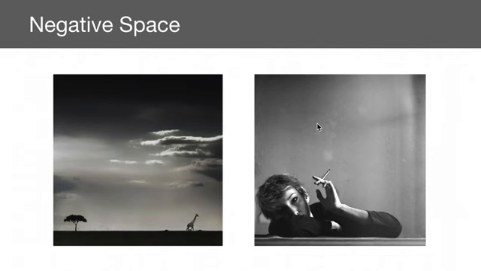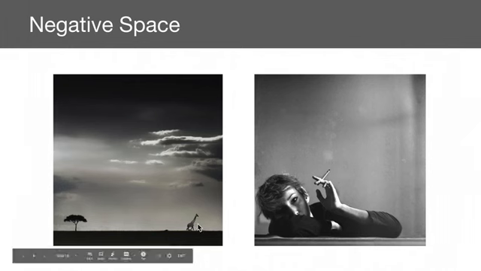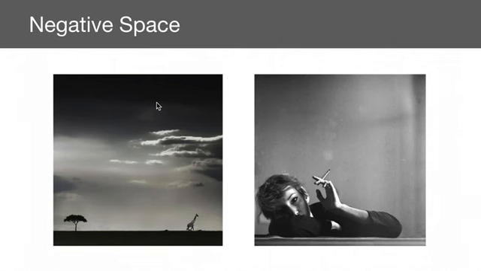Negative space doesn't have to be left or right. It can also be top too. Again, this is practicing the rule of thirds. You can see the subject here is pushed down to the lower third of the image, just like the giraffe here is pushed, and the landscape and the tree is pushed down to the lower third. But it gives you this large amount of negative space to get a sense of the vastness of the image.